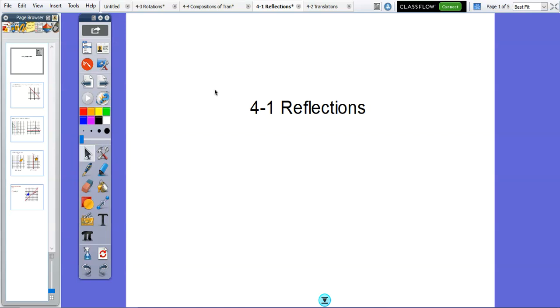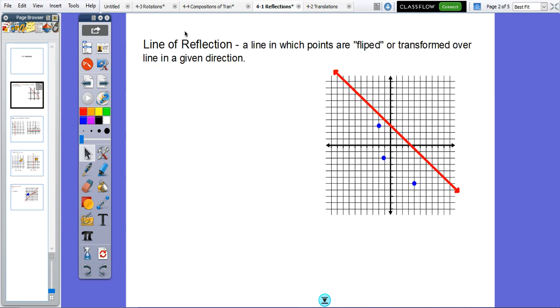Today we are starting our chapter 4 on transformations. Our first part of transformations is reflection. So what exactly is reflections? Good question, y'all. Reflections is a flip over a certain line that's given to you by direction.